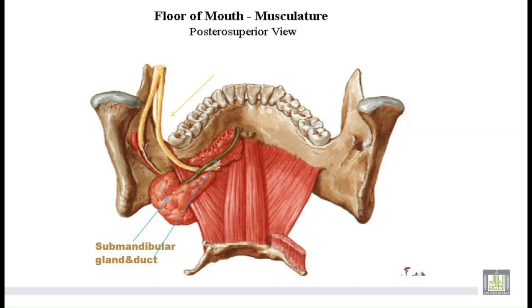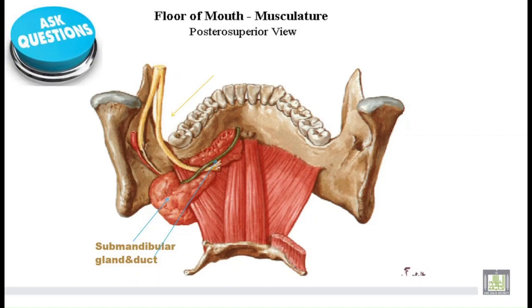This slide is left for you to practice your knowledge. It is the floor of the mouth seen from behind, and you can see the hyoid bone, the mandible, and two important muscles, and you can see a salivary gland with its duct, and a relation between an important nerve of the mouth. And please write down your notes on this slide.